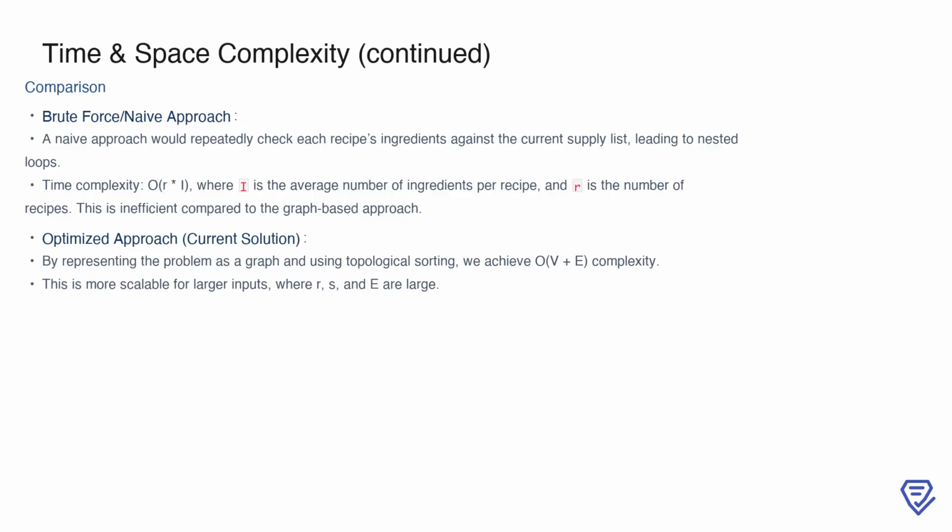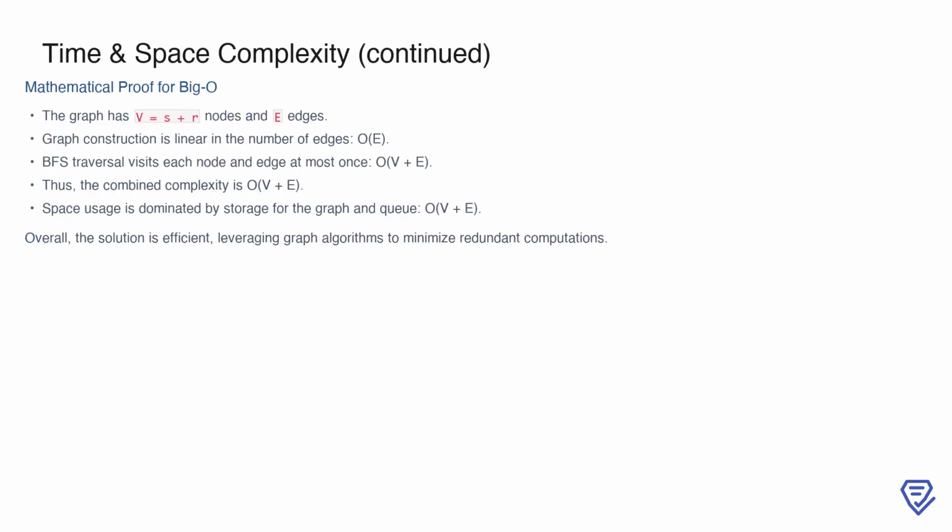By contrast, the optimized approach leverages a graph structure in topological sorting to achieve O(V + E) complexity. This significantly reduces unnecessary computations, making the solution much more scalable for large datasets where R, S, and E are substantial. To solidify our understanding, we can mathematically validate the big O complexity. The graph has V equals S plus R nodes, representing the supplies and recipes, and E edges, representing the ingredient-recipe pairs.